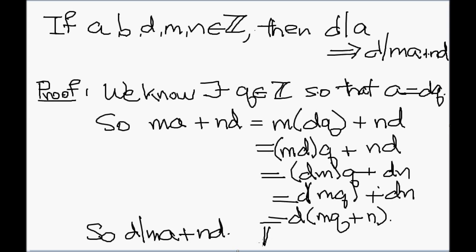Now for test purposes, I might ask you to list out every step. If I don't ask you to list out every step, then it would be simply fine to just factor the d out and go directly from here to here, and then note that the thing in parentheses has to be an integer.